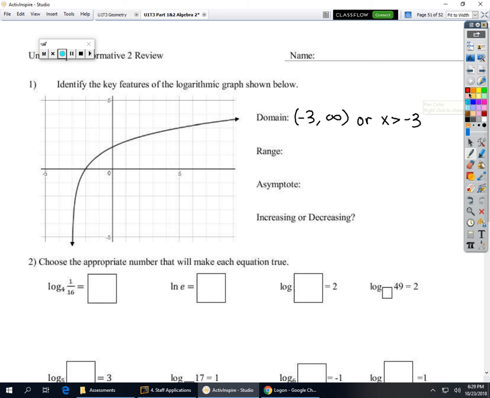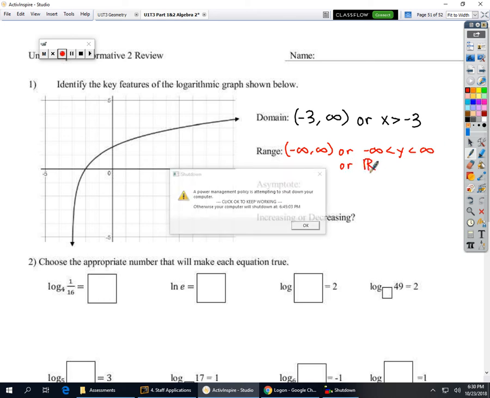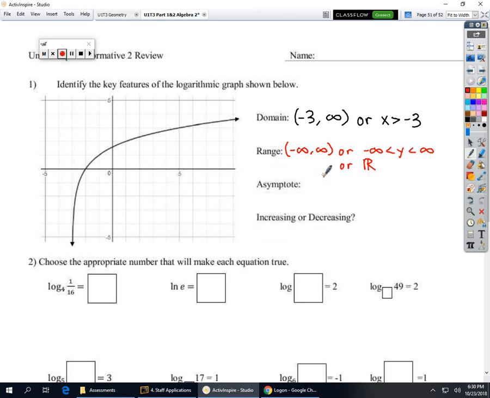All right, let's change colors here. Range, for all logarithmic graphs, the range is always -infinity to infinity. Or you can say -infinity is less than y less than infinity, or everyone's favorite, all real numbers. All right, now I need to identify the asymptote.